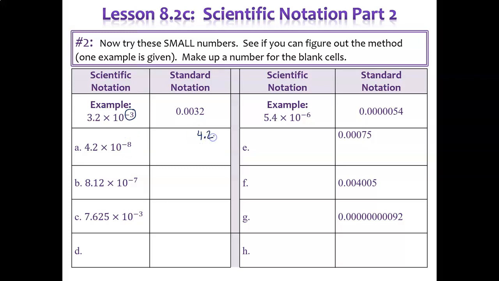We have 4.2. It says we need negative 8 spaces, so we're going to go to the left. 1, 2, 3, 4, 5, 6, 7, 8. We're going to fill in with zeros. Tiny, tiny number there. The next one, letter B, says 8 and 1200ths times 10 to the negative 7th power. We're going to start negative, so we're going to go this way and go 7. Fill in the zeros.